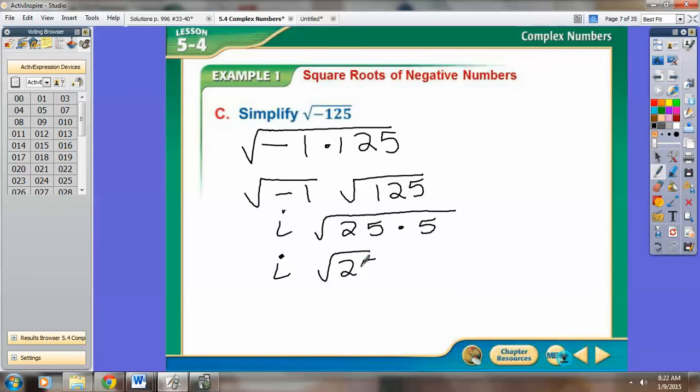So in our product property, we're breaking it apart again. We know the square root of 25 is 5. We have 5i square root of 5.